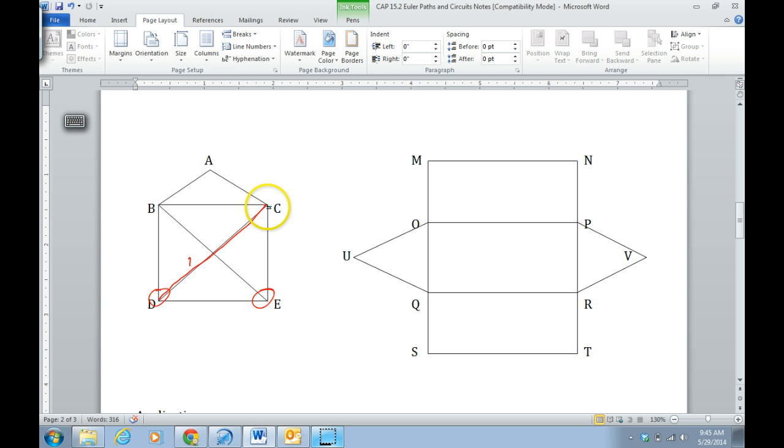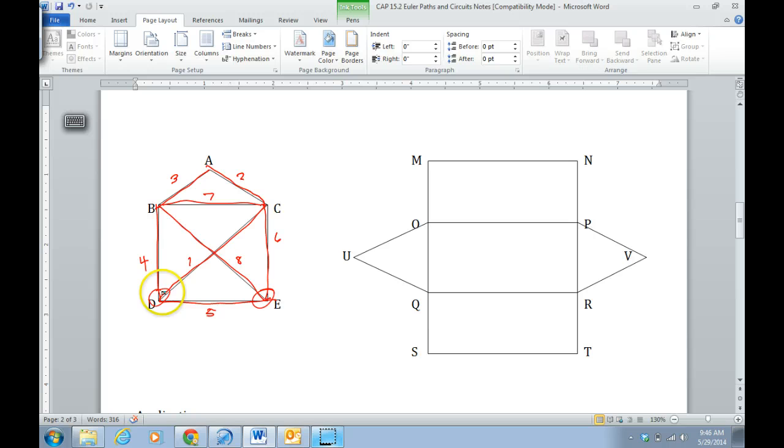Okay? Where else can we go from C? We got three other choices. E or A? Okay, so let's just do A. That'd be 2. At A, I don't have a choice but to go to B. That's 3. And then let's go to D. That's 4. E is 5. Can go to C again. 6. 7. And then 8. So there's probably several different ways of doing this.